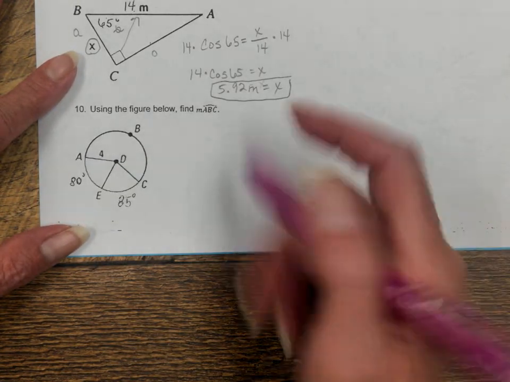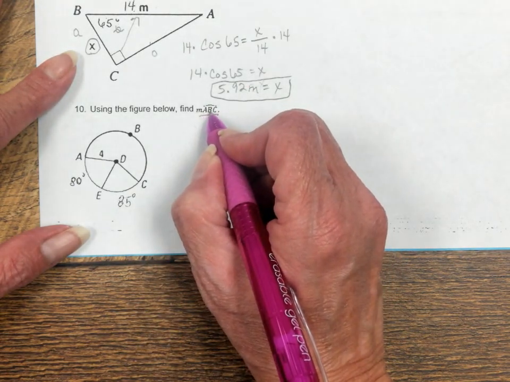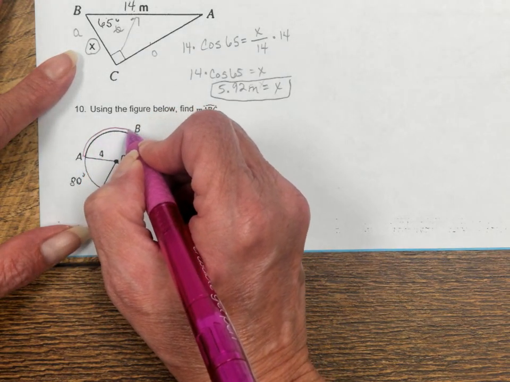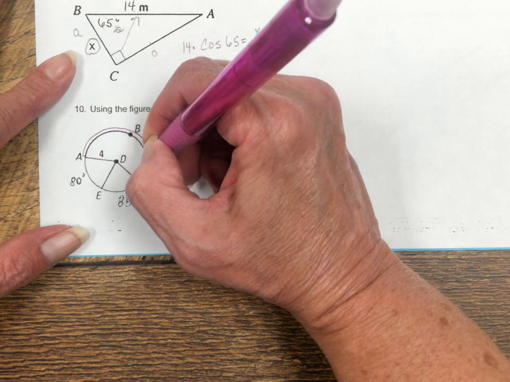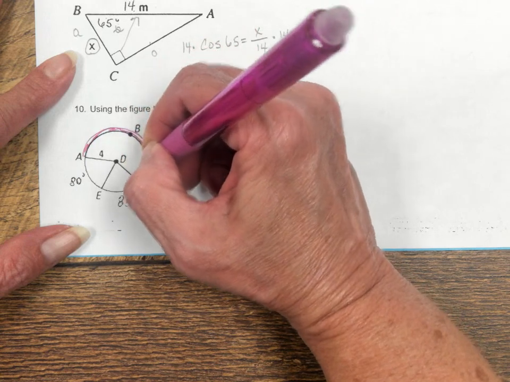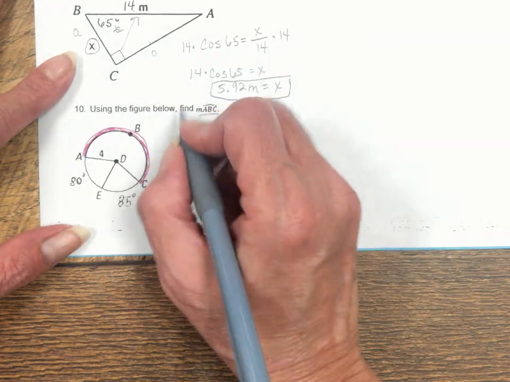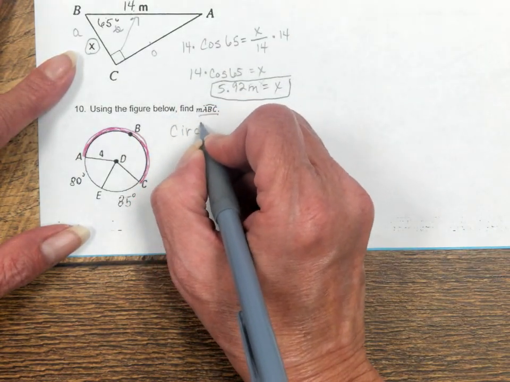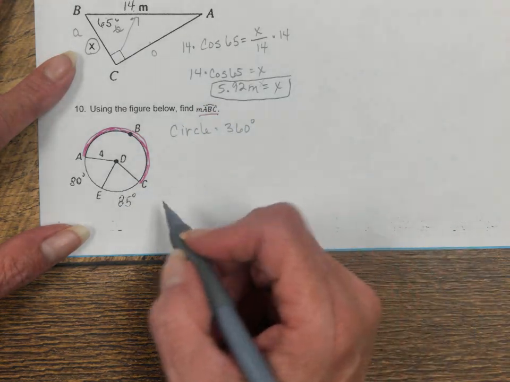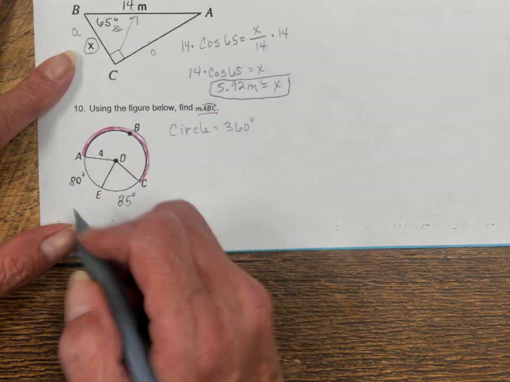I am asked to get the measure of angle ABC from A through B to C. That's what I got to figure out. How am I going to do that? Well, first thing I need to write down is that a circle is 360 degrees anytime, any place, any circle. From A through B to C to E and back to A, 360 degrees.